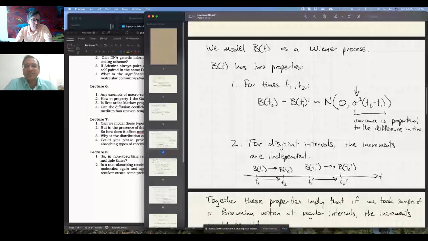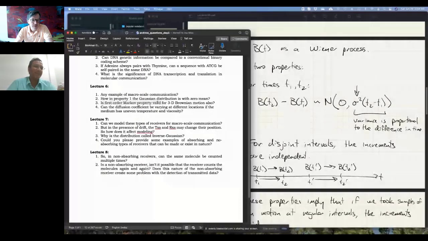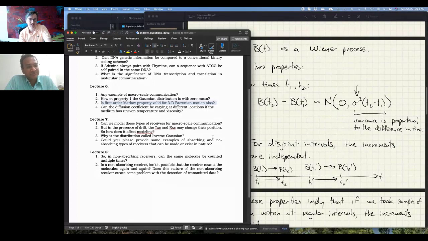Next question is related to the Markov property. Is it valid for the 3D Brownian motion as well? Yes, it is valid for 3D Brownian motion because each dimension of the Brownian motion is independent. So because the Markov property is valid in each dimension, it is valid in all the dimensions.